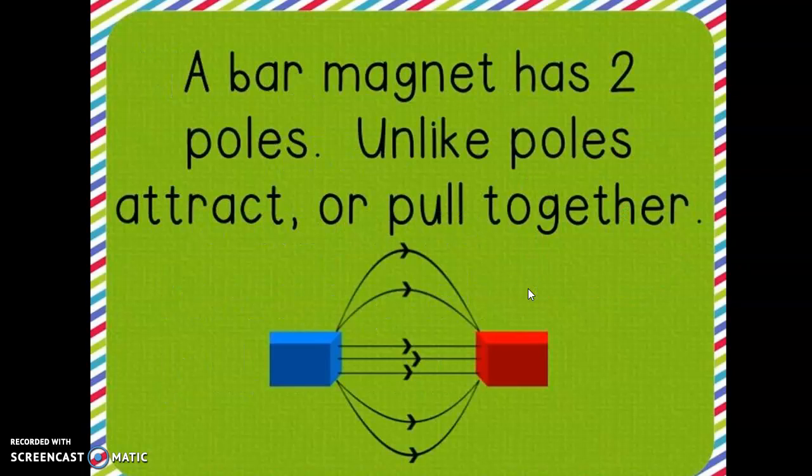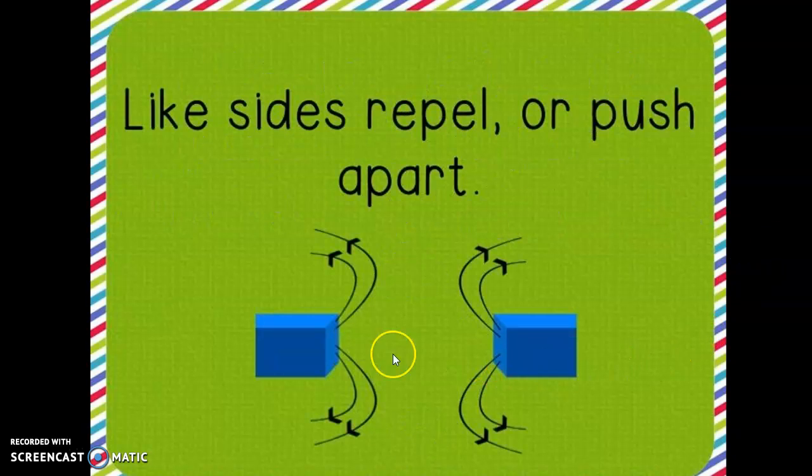All right, so a bar magnet has two poles, the north and the south end, and unlike poles attract each other, or pull together. So if you have a north end and a south end, they're going to attract and pull together. Now, if I have two south ends, they're going to repel, or push apart. You can kind of move the magnet because it's pushing against the other one. They won't even touch.